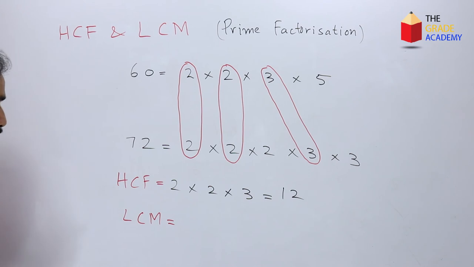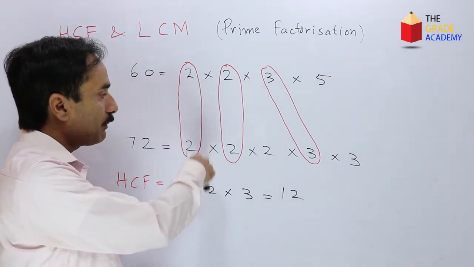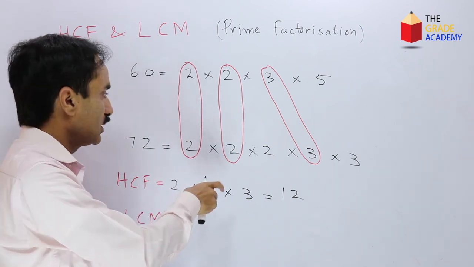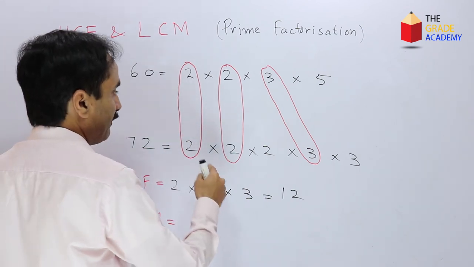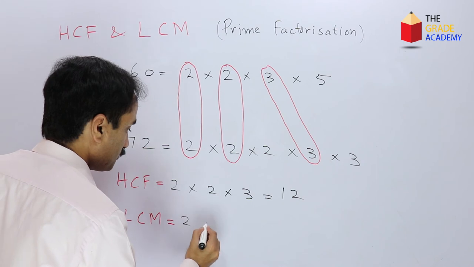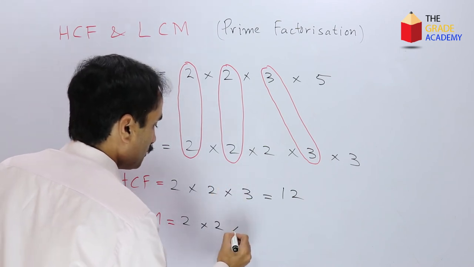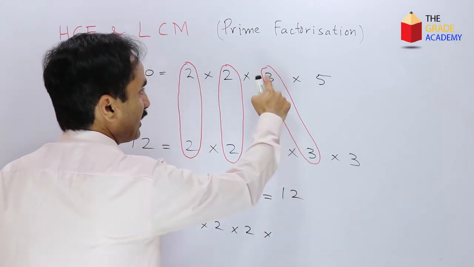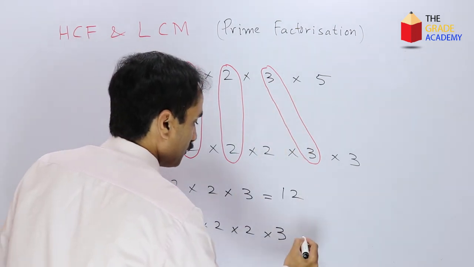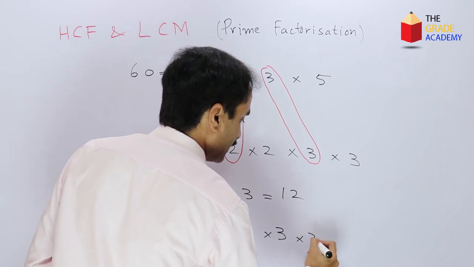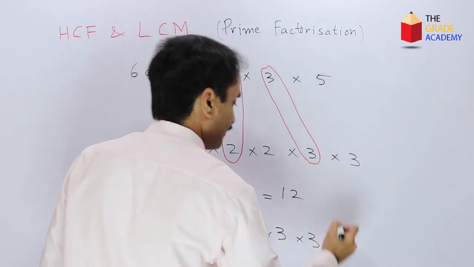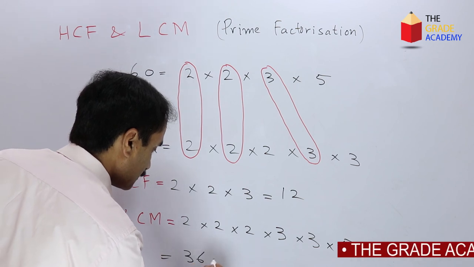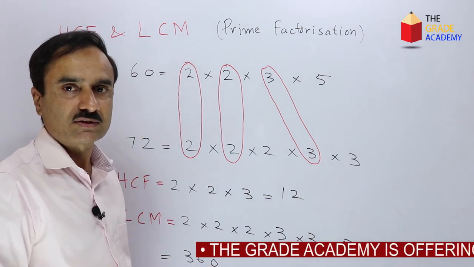And LCM is equal to, so here in LCM we will multiply all the factors which appear in either of these two numbers. So we have 2, 2, this 2, and 3, this 3, and 5, which is equal to 360. So LCM is 360.